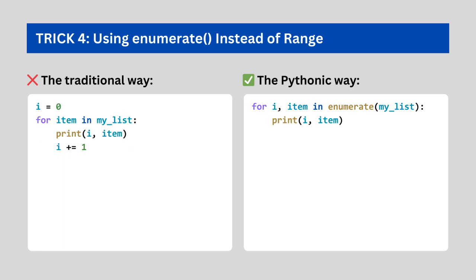Trick 4. Using enumerate instead of range. Keeping track of an index manually while looping through a list is error-prone and unnecessary. Python's enumerate function allows you to loop through elements while automatically keeping count of their index. This eliminates the need for extra variables and makes your code both cleaner and easier to debug.